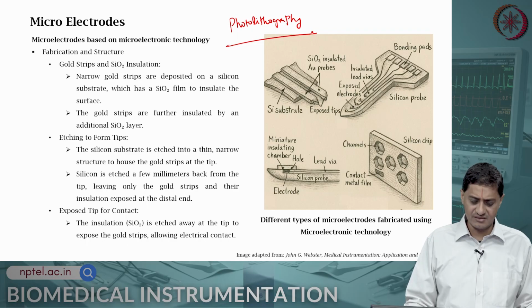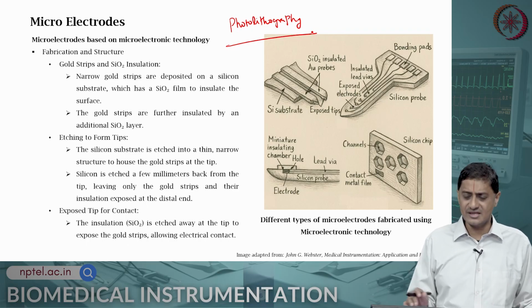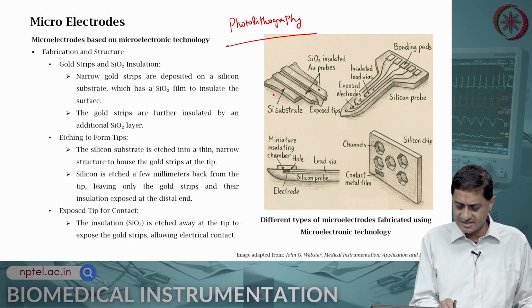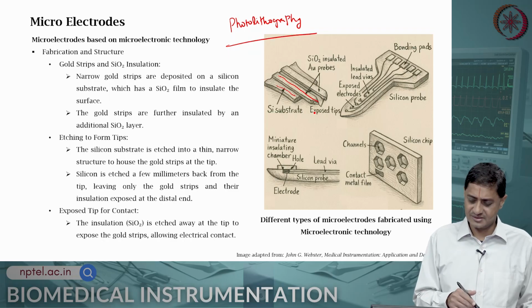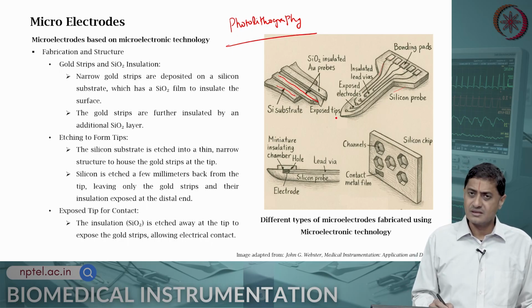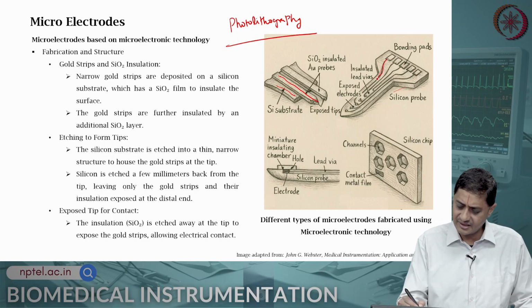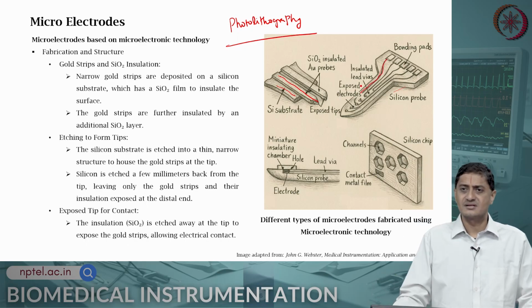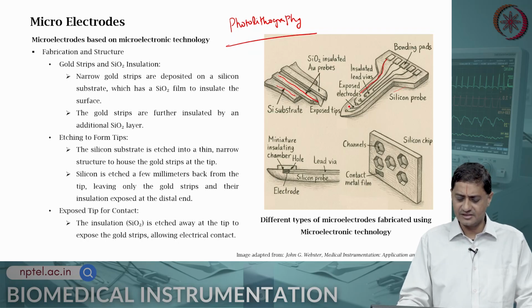These gold strips are then further insulated by another layer of this. So, for example, here is a silicon substrate, on top of that I have silicon dioxide or silica insulated AU probes. AU means gold probes. This is one method. The other is to have a silicon probe like this, having several of these conducting leads that are exposed. That is the other method.